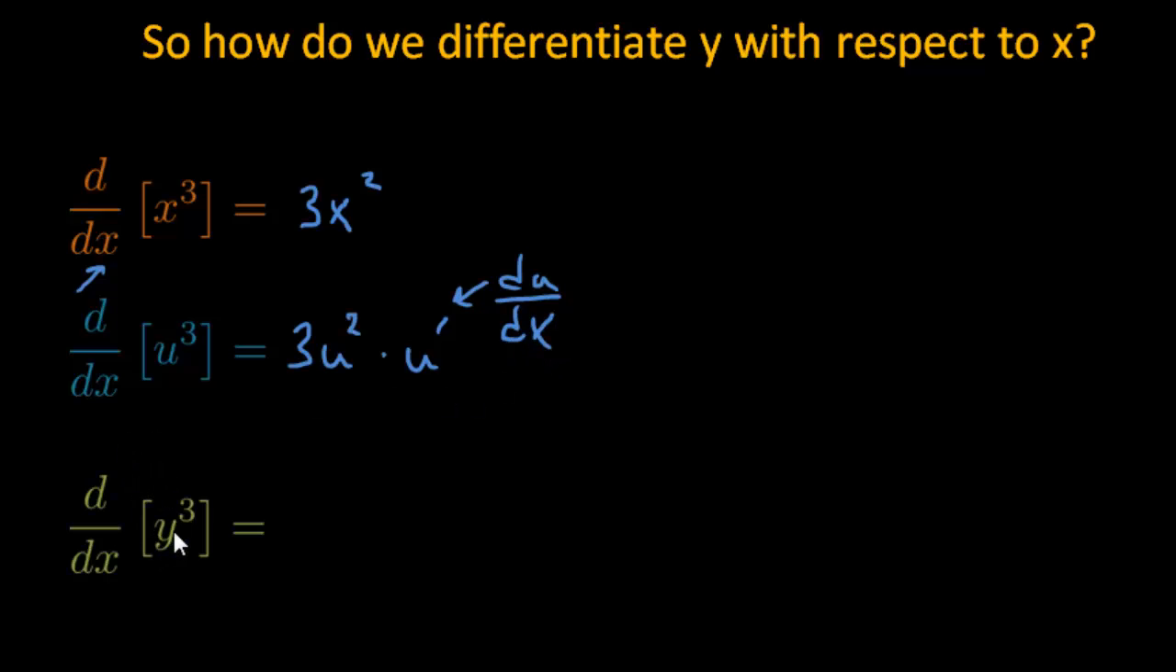Alright, how about the derivative of y cubed with respect to x? Very similar. It's going to be 3y squared, but then you're going to multiply by that y prime. So all we're doing is the chain rule.